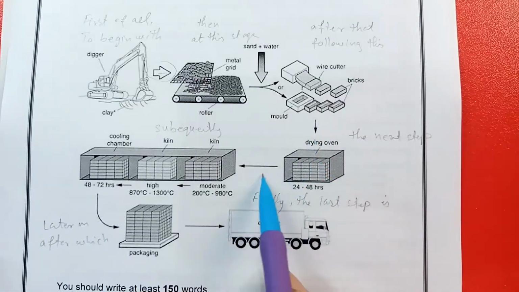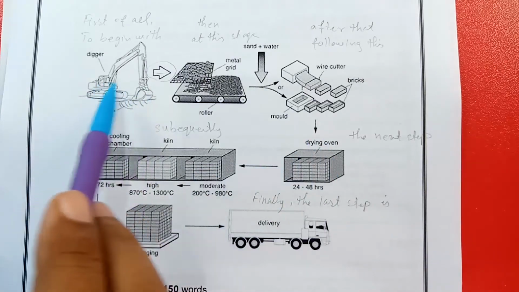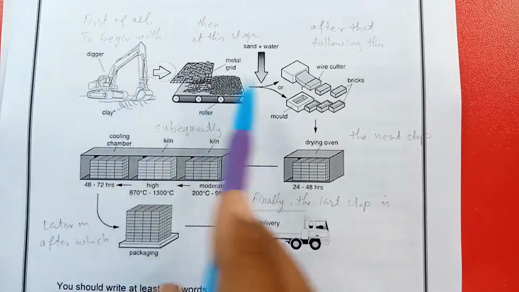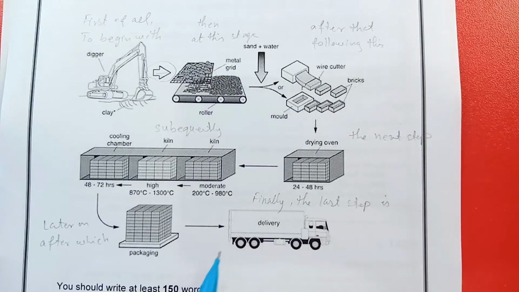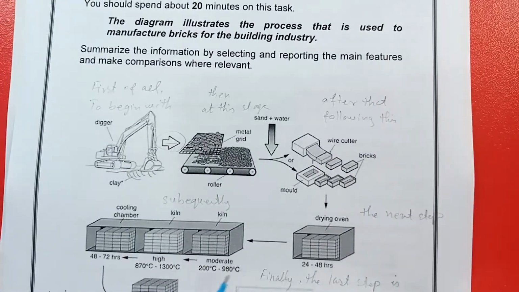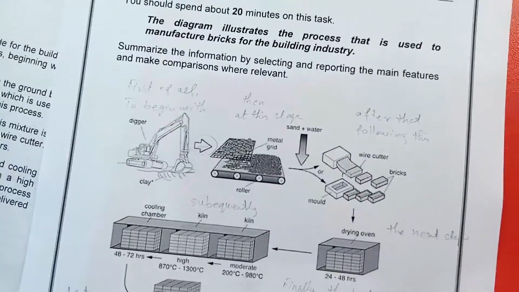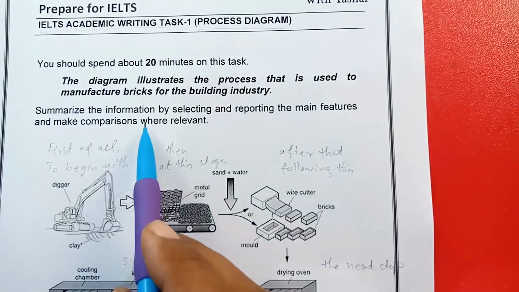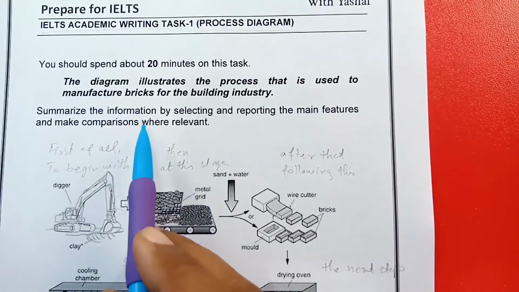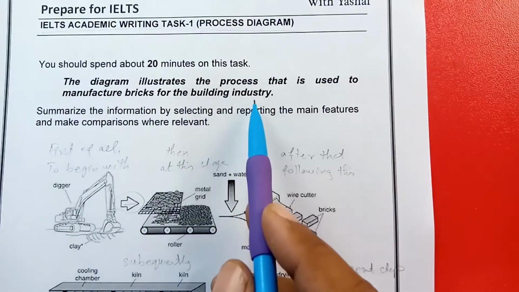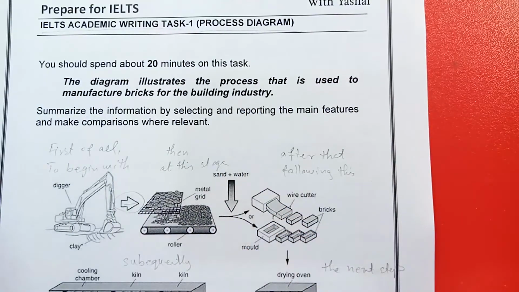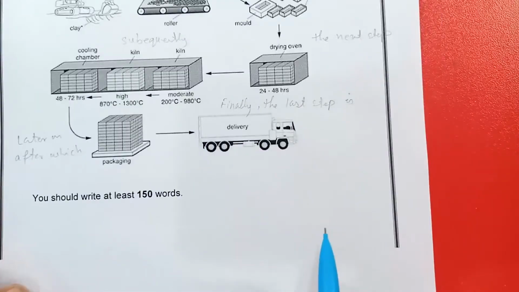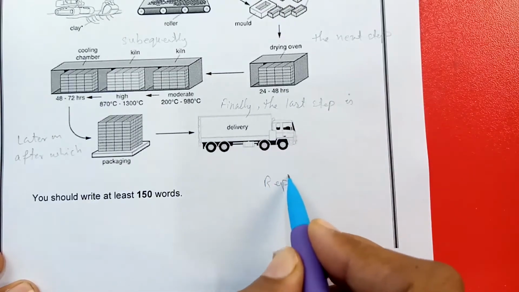The second thing is that first of all, you have to rephrase the question. For example, the question is, the diagram illustrates the process that is used to manufacture bricks for the building industry. You have to rephrase the question. Then you can go for the overview, and then you can go for the explanation. These are the three things you have to do over here.